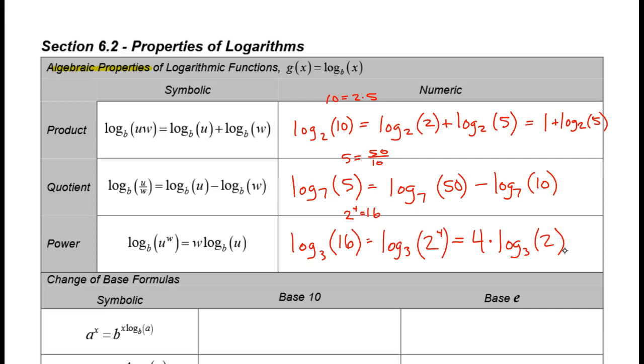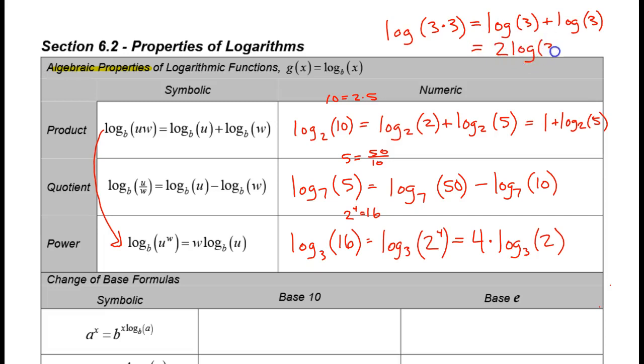If you're interested in a little challenge, I'd encourage you to think about how the product rule and the power rule relate to each other. And let me give you an example. What if I have the log of 3 times 3? Well, that's really the log of 3 squared, and based on the product rule, we could rewrite that as log of 3 plus log of 3, and then that further simplifies just to 2 times the log of 3. So I'm just trying to show you a connection there between the first rule, the product rule, and the power rule. Okay, let's move on.